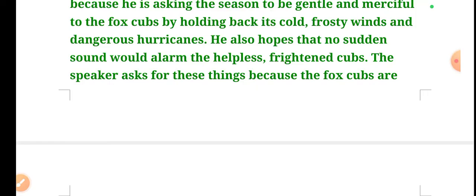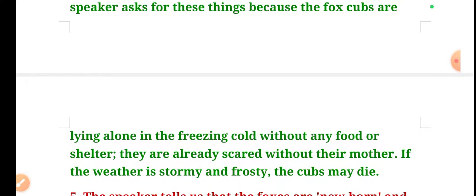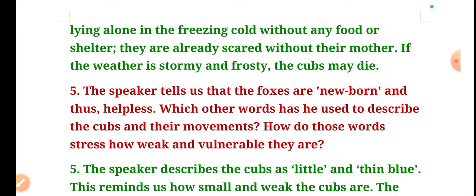The speaker asks for these things because the fox cubs are lying alone in the freezing cold without any food or shelter. They are already scared without their mother. If the weather is stormy and frosty, the cubs may die.